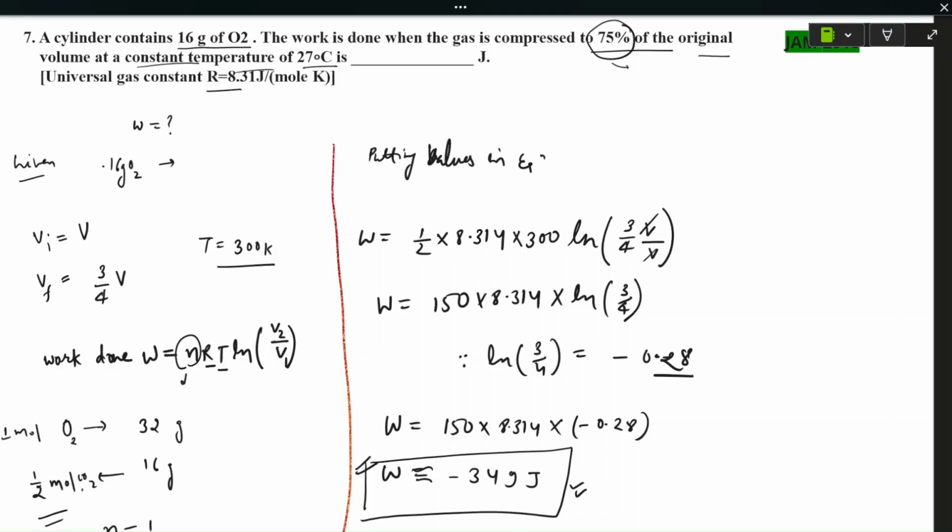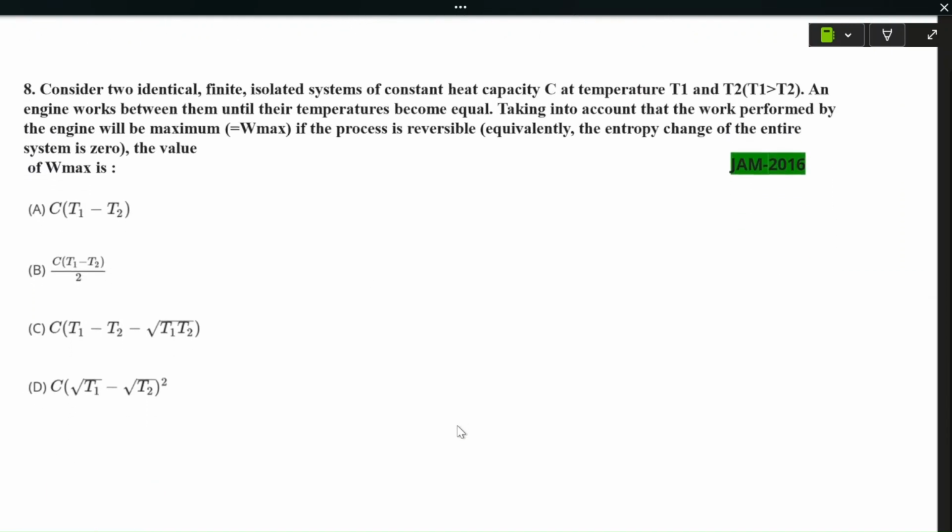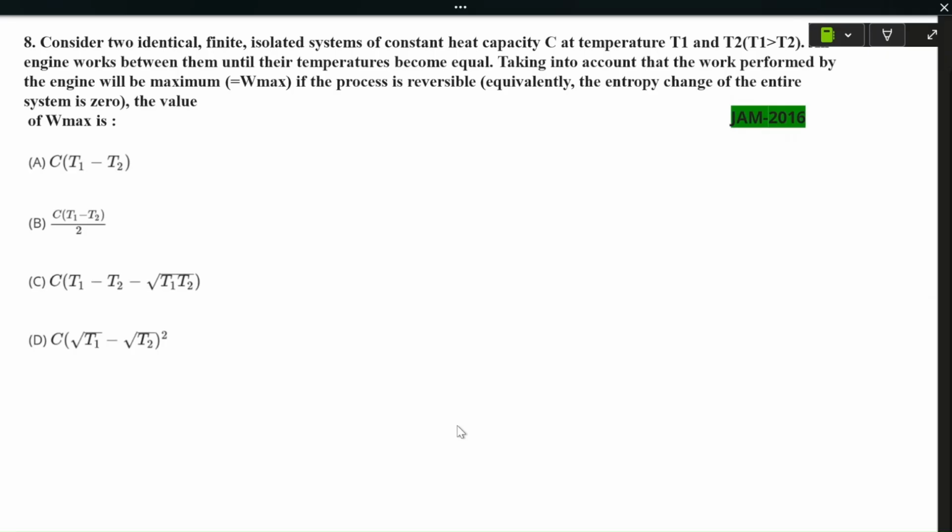So now we move to our next question. In this question, we again consider two identical finite isolated systems, both containing heat capacity C, at temperatures T1 and T2. And it is also given that T1 is greater than T2.